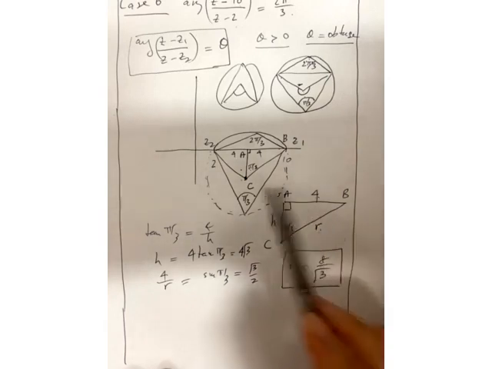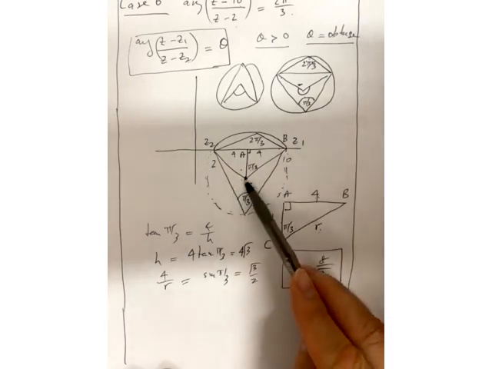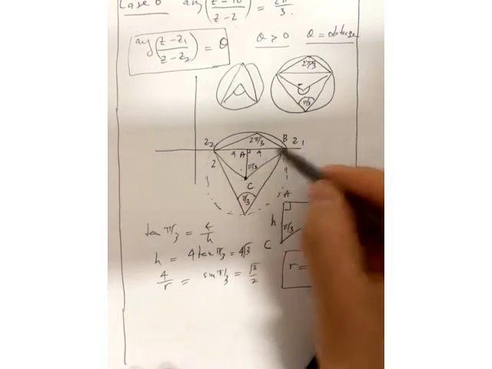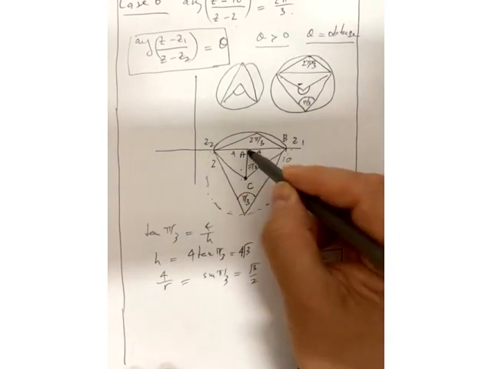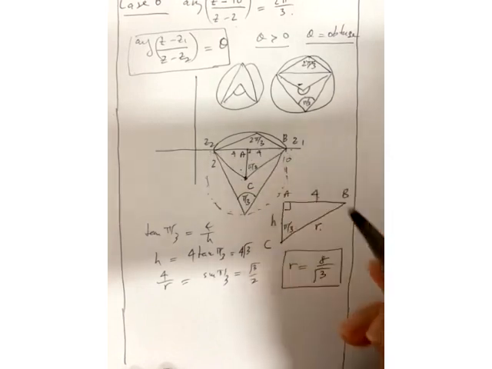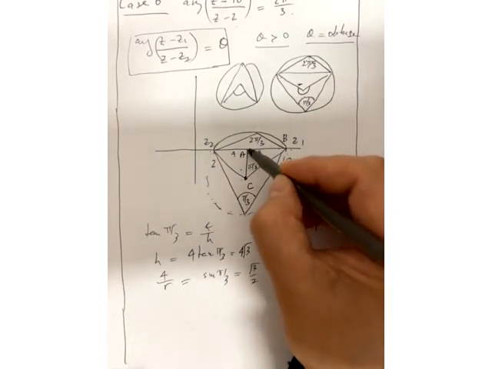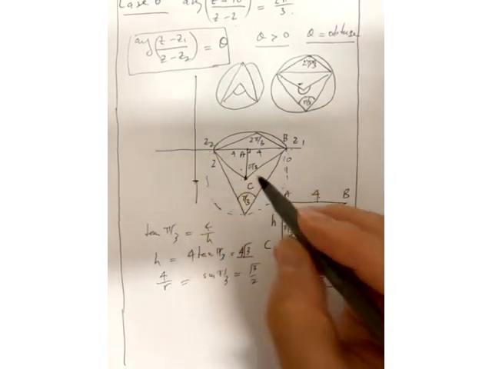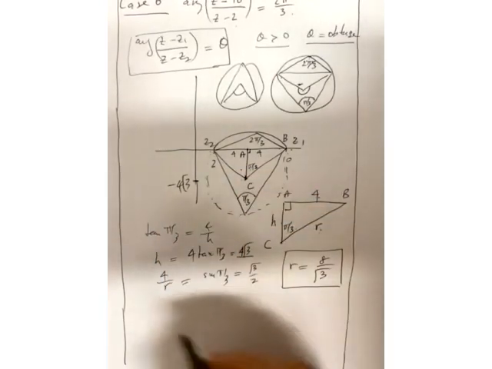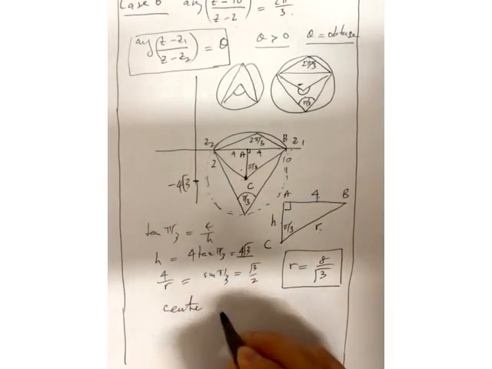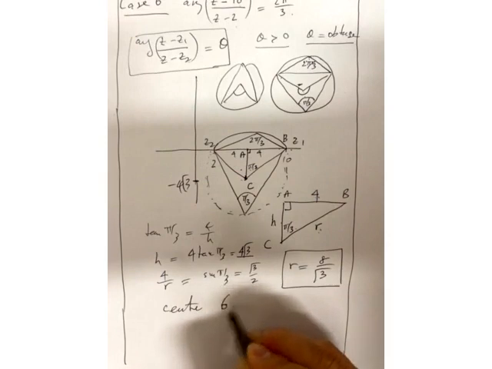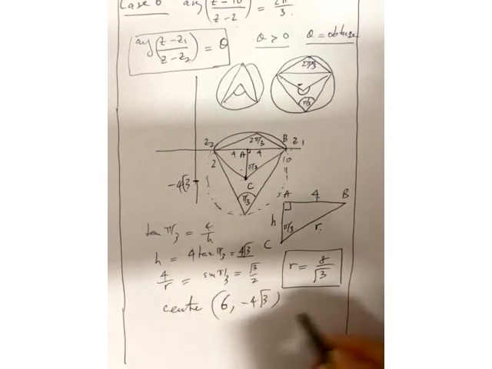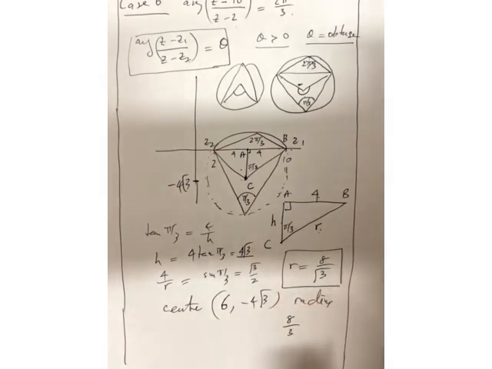Now to find the center, it's just the midpoint between these two. If that's 8 units, that's 4 units. So from 2 to 4 units along, that's 6. So the center is actually 6. And you go down 4 root 3 units down, by the way. So this must be minus 4 root 3. So that means that your center is 6 minus 4 root 3 i, and your radius is 8 on root 3 units.